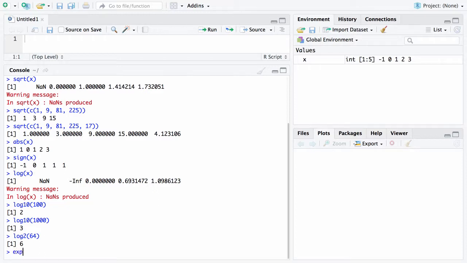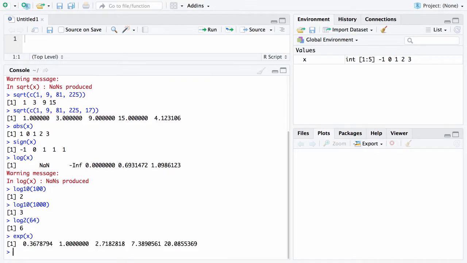There is also e raised to the x power. And in this case, this first number that you see here is e to the -1. Here is e to the 0. Here is e to the first, which of course is just e. And here is e squared, and here is e cubed.